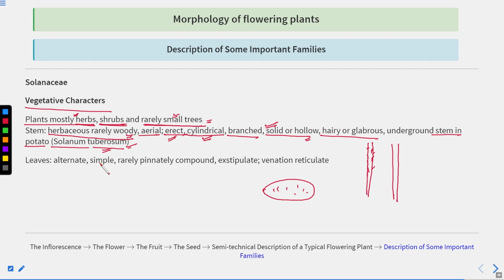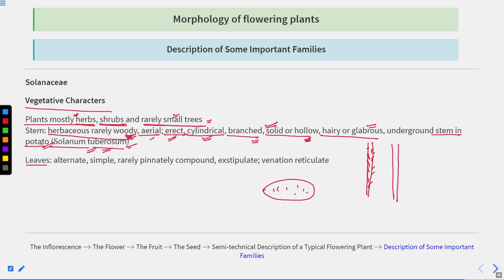So again, the stem is herbaceous, rarely woody, aerial, erect, cylindrical, branched, and solid or hollow. Sometimes solid, sometimes hollow. Sometimes they have hair, which is why they are called hairy stems. Sometimes it is glabrous, no hair is there. And in some plants, not in all, the stem is underground, as you see in the case of potato, Solanum tuberosum.